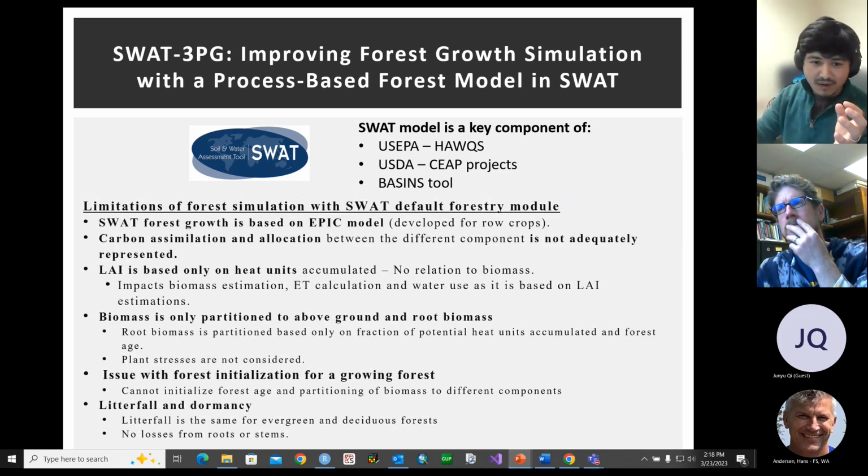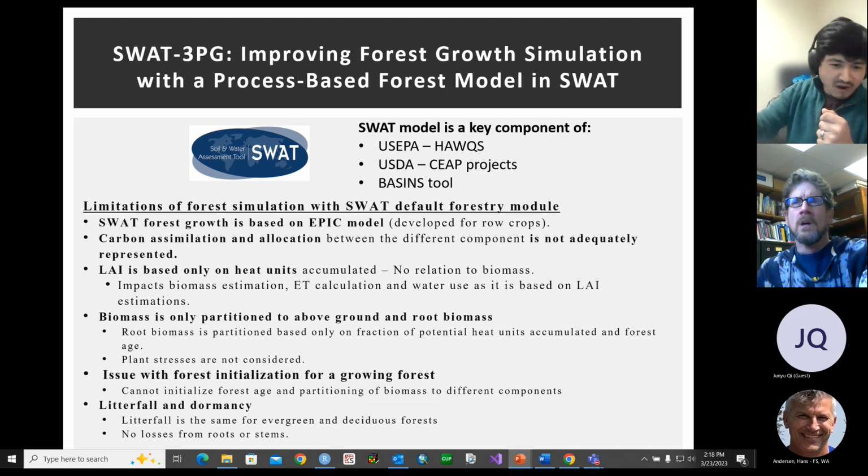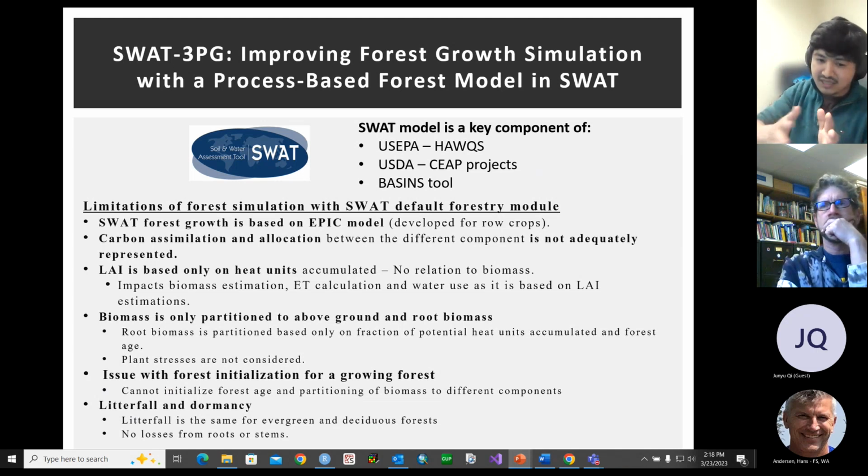To briefly talk about some of the limitations in SWOT, like with the forestry module, is that it's based on a crop growth model, right? And then the carbon assimilation, and the allocation into different components like stems, roots, leaves, is not adequately represented, right? Biomass is only partitioned into aboveground and root biomass, and there is also an issue with forest initialization. So if you wanted to evaluate a certain watershed where there is already standing forest, we cannot initialize the model properly, right? With the forest biomass and the forest age.